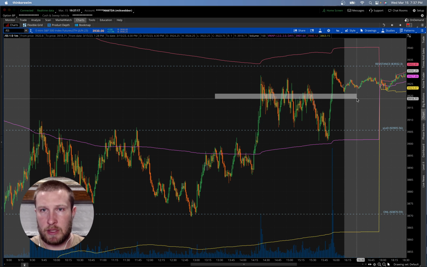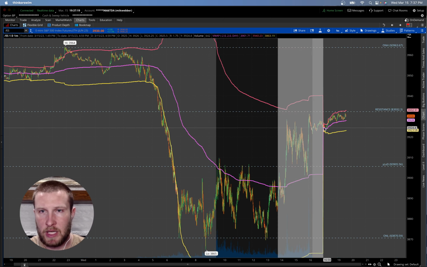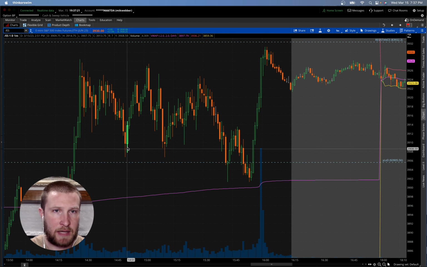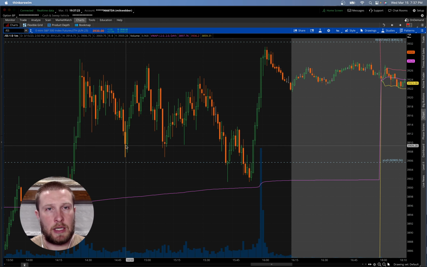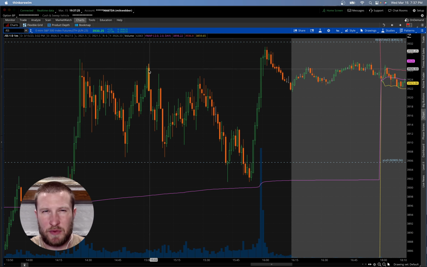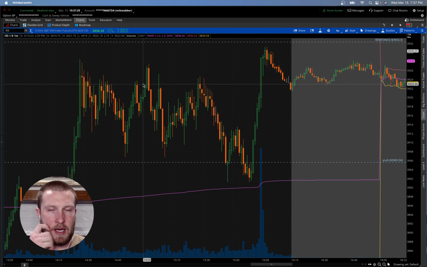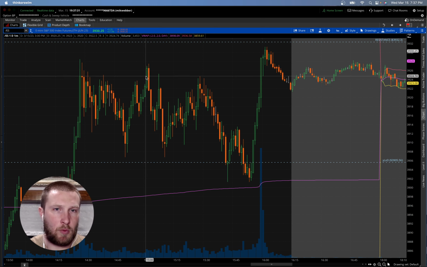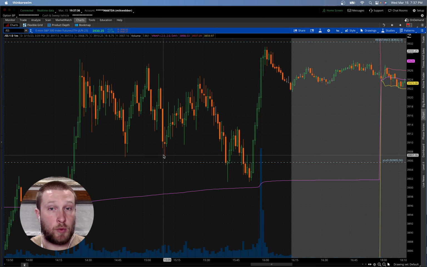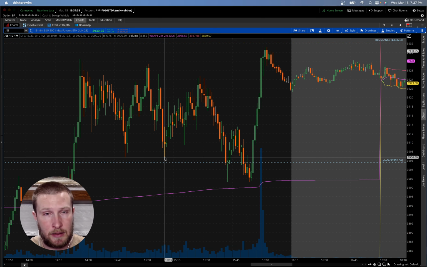I'm going to zoom in a little bit. It would have worked out pretty well because we did have a pretty sharp rejection. We didn't have any continuation, which is fine. I think I've been scalping anyways with this Apex account. But what ended up happening was when I finally got her to sleep, we were testing this level again. And so I actually got long.